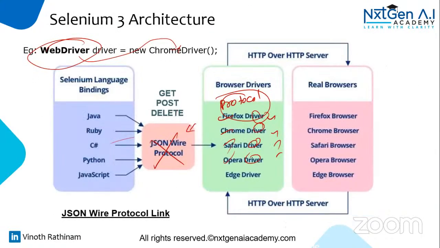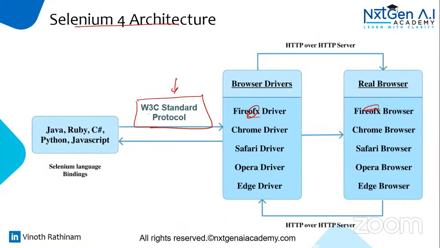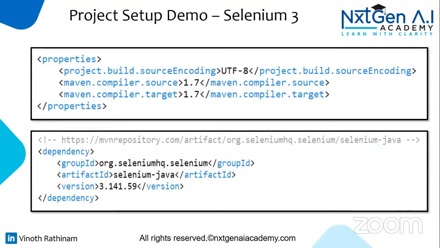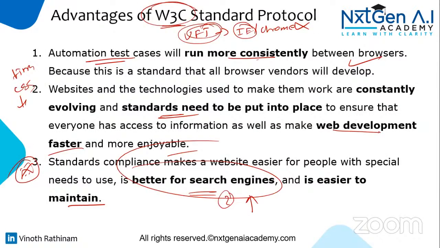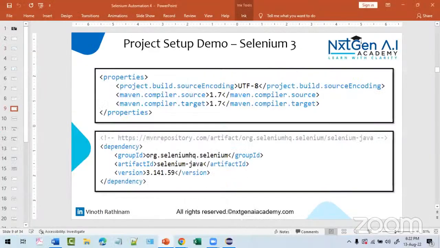So in simple terms, in Selenium 3 we use the JSON wire protocol. In Selenium 4, we remove that and we follow the W3C standard protocol. That's it. This is about the theory. It again has a lot of advantages. Once we see every example, you will get an idea about it. A lot of the latest advancements also happened on the Selenium side. We'll see them one by one as practical usage.